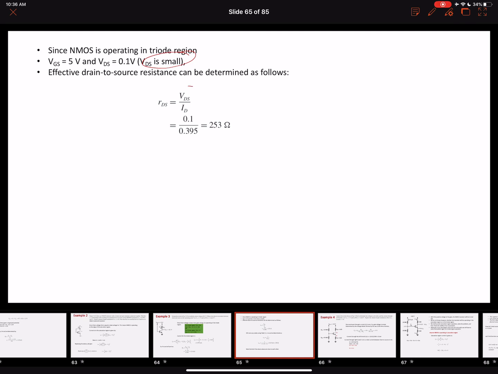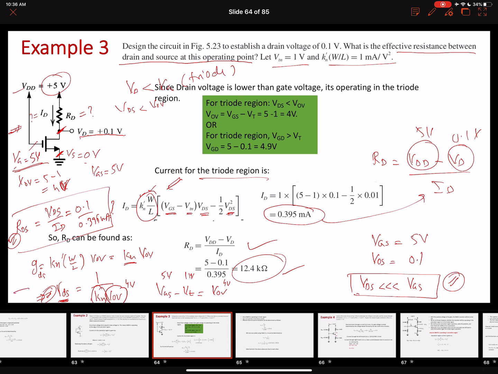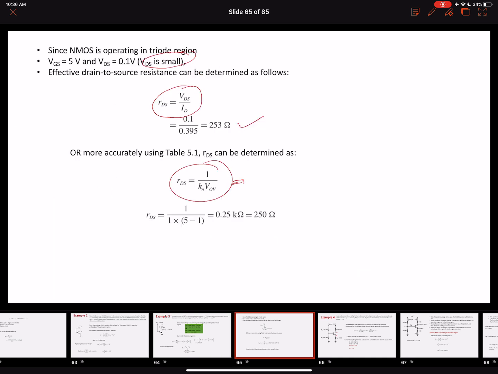So one way to find this RDS is just VDS over ID. The value comes out to be this. The other way is 1 over Kn VOV, when the channel behaves as a linear resistance. This is what we talked about over here, and the value comes out to be 250 ohms. Now you can see that the values obtained by both of these methods are very close.